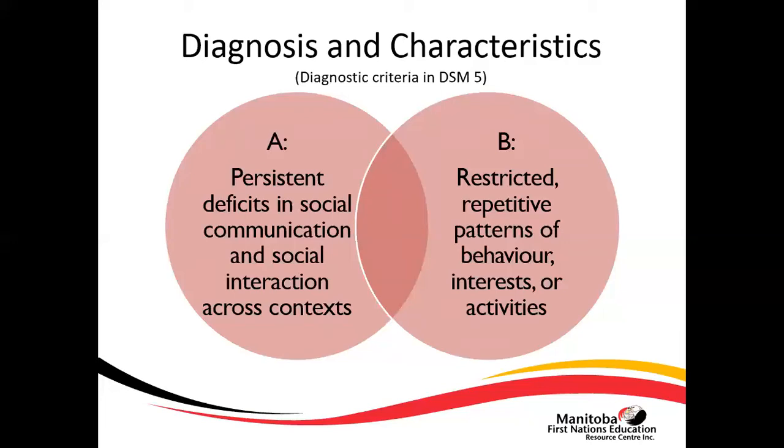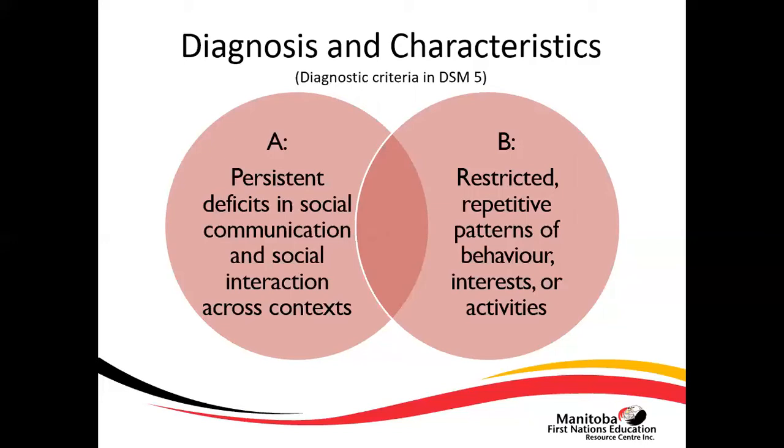And then criterion B states that there are restricted, repetitive patterns of behavior, interests, or activities. This would include behaviors such as always needing to line up their toys a certain way in a certain order, hand flapping, echolalia, so repeating back what others are saying, insistence on sameness, ritualized routines, or rigid thinking.